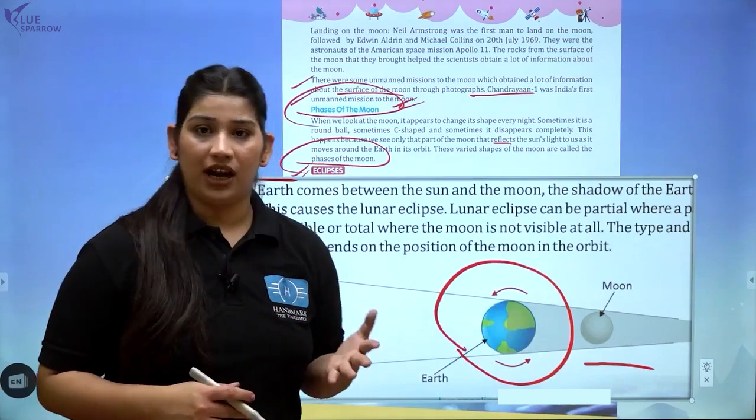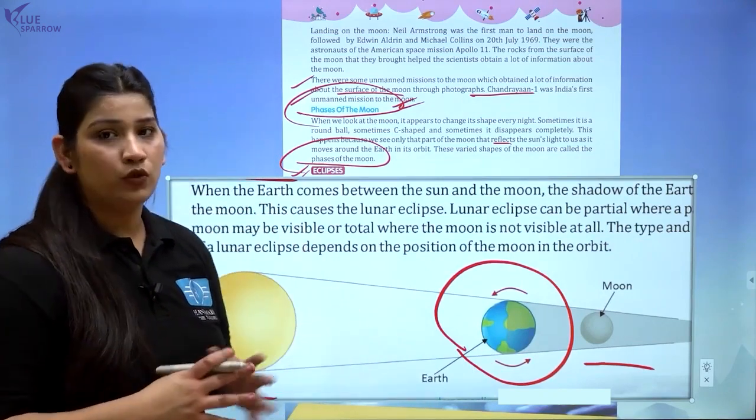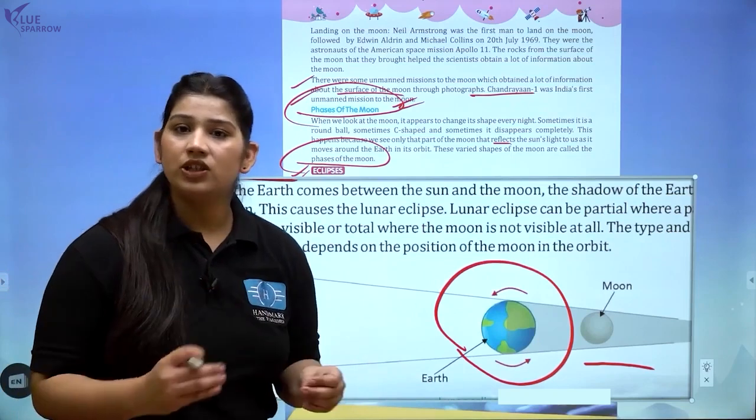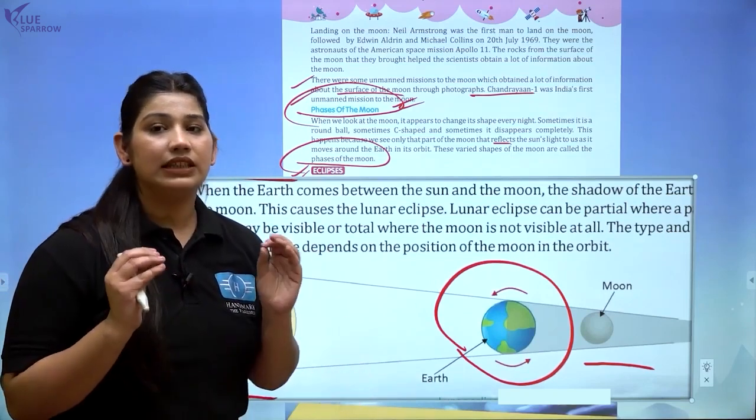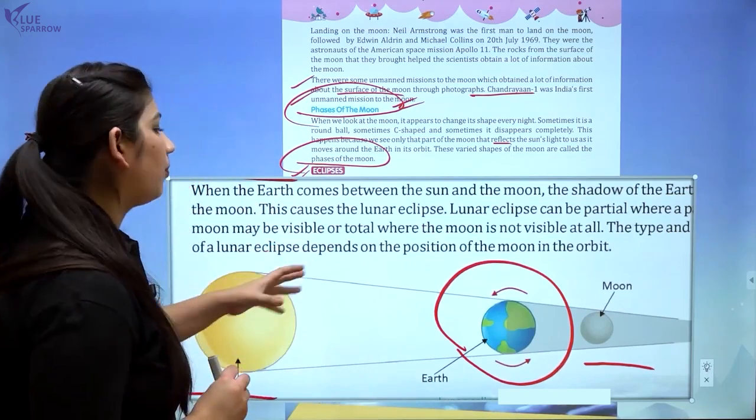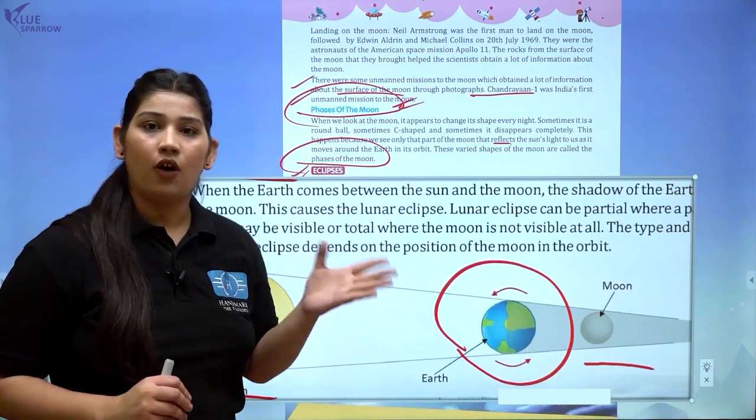Lunar eclipse can be partial. Sometimes a part of the moon is visible, or other times the moon is also not that visible. The time and duration depend upon the position of the moon in the orbit.